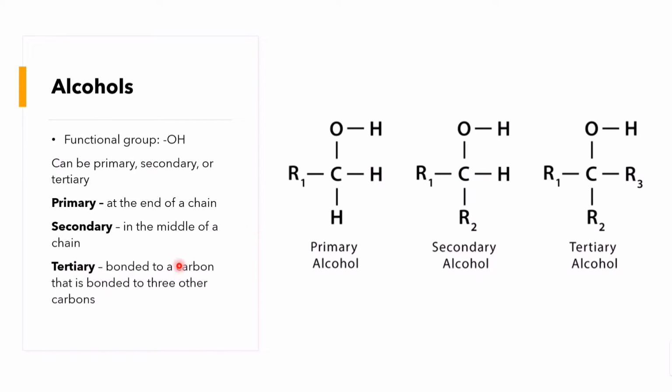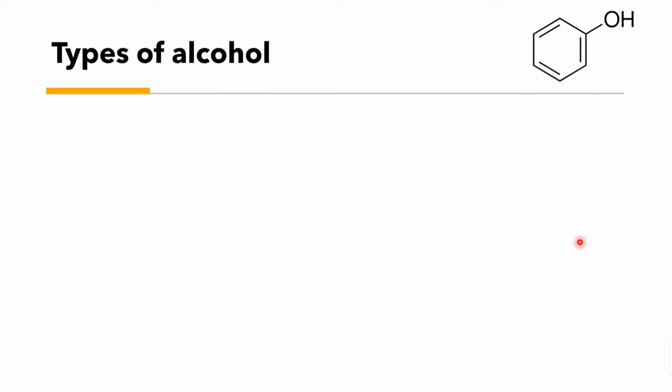And a tertiary alcohol is where the hydroxyl is bonded to a carbon that is bonded to three other carbons. So you can see our hydroxyl group here is bonded to a carbon that is bonded to three other carbons.